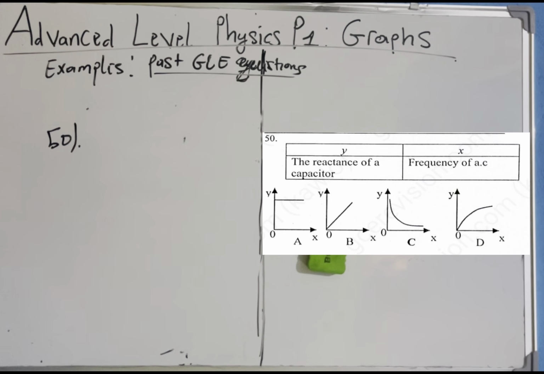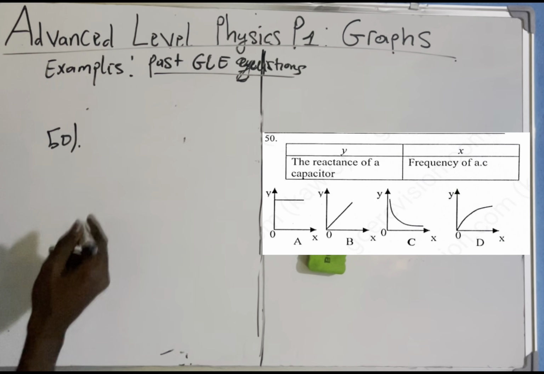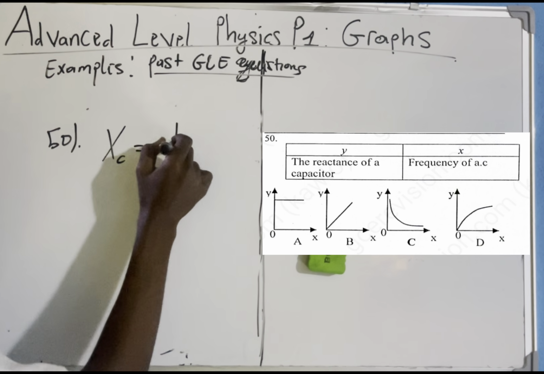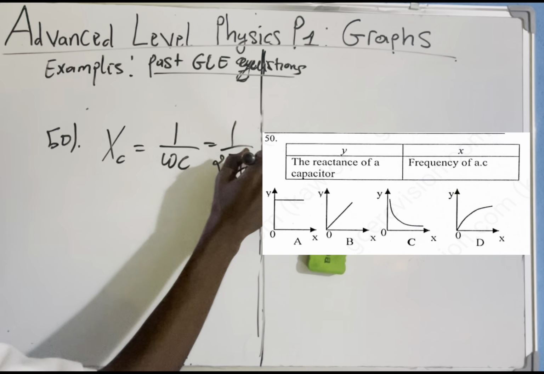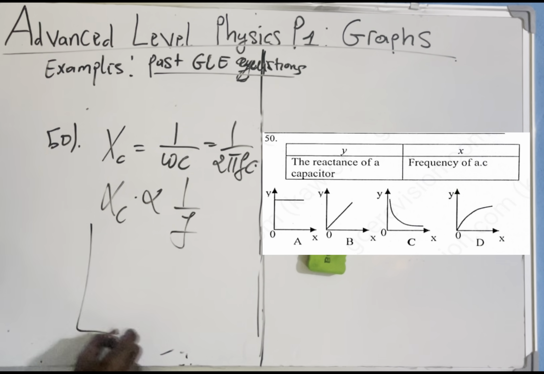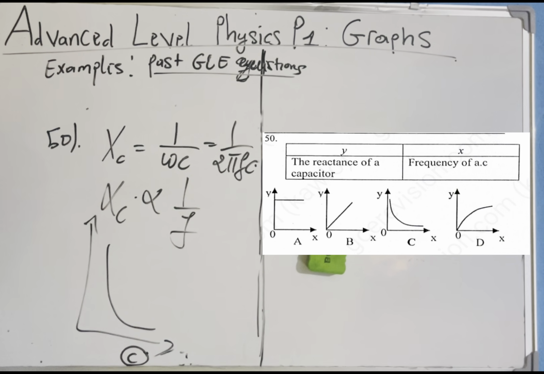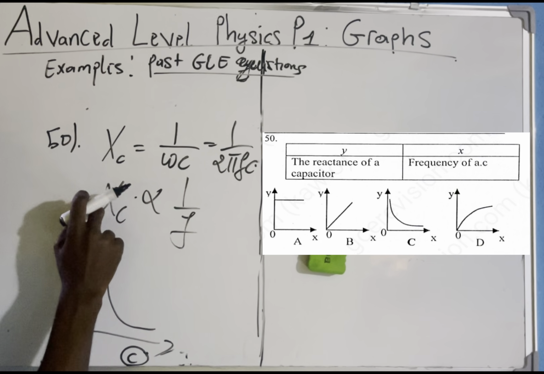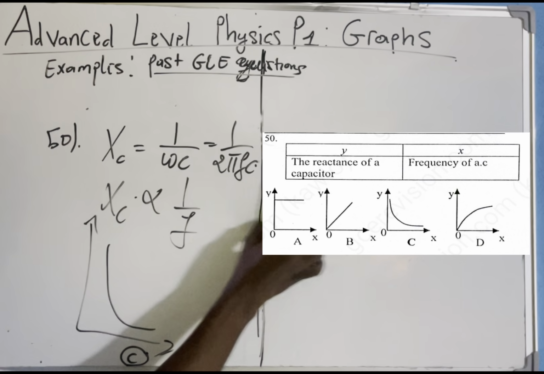Okay, we are having the reactance of a capacitor and the frequency. Reactance of a capacitor C is given as 1 over omega C, which is 1 over 2 pi fC. We can see that Xc is inversely proportional to what? Frequency. So I should have a decreasing curve. And the only graph there representing a decreasing curve is C. As simple as that. So if you have the relationship between the reactance of the capacitor and frequency, from there you have your graph.